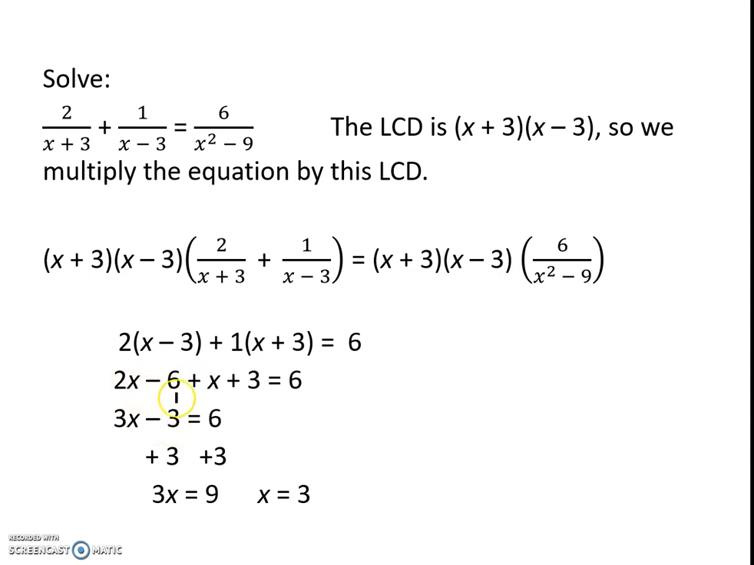Combining like terms, we know minus 6 plus 3 is negative 3. And that 2x plus x is 3x. Adding 3 to both sides, we end up with 3x equaling 9, but once again, we do not want 3x, we only want x. So we divide by 3 on both sides, and we find x is 3.